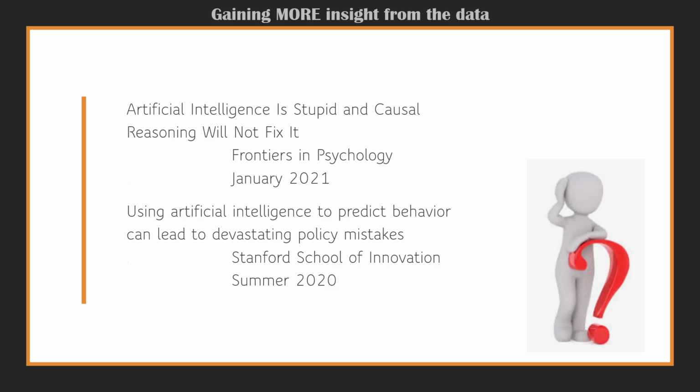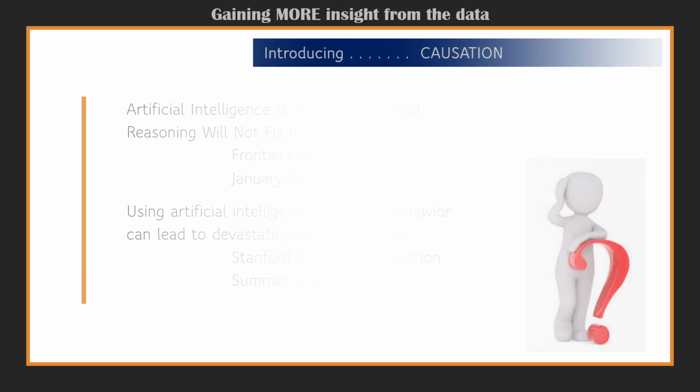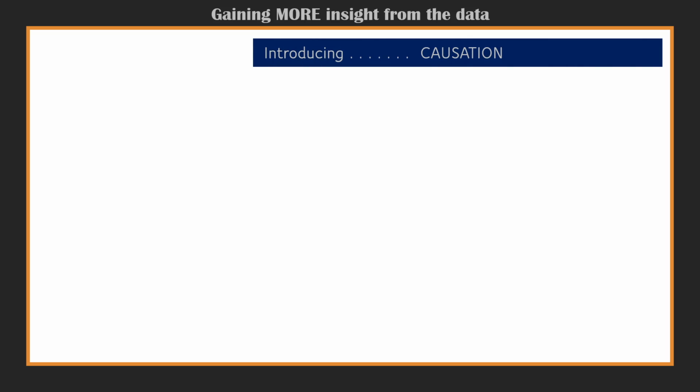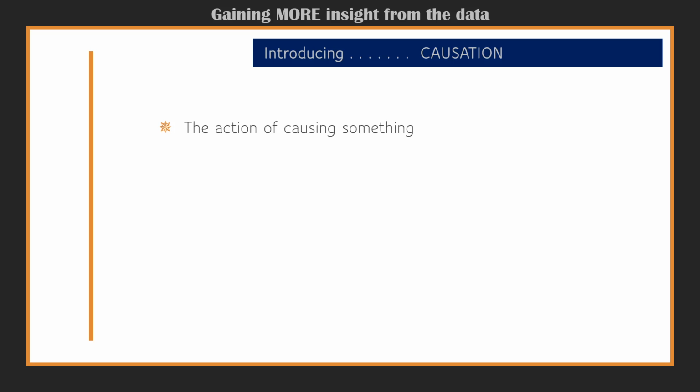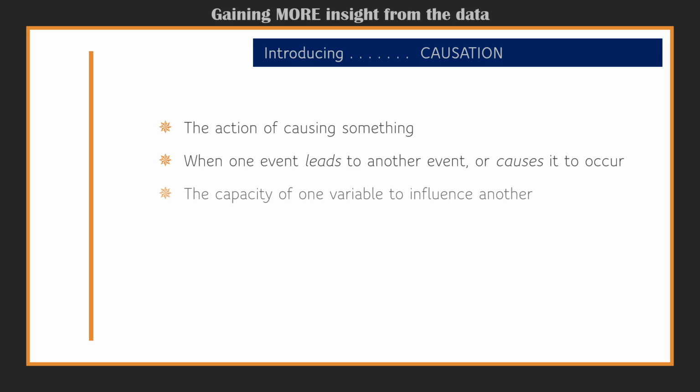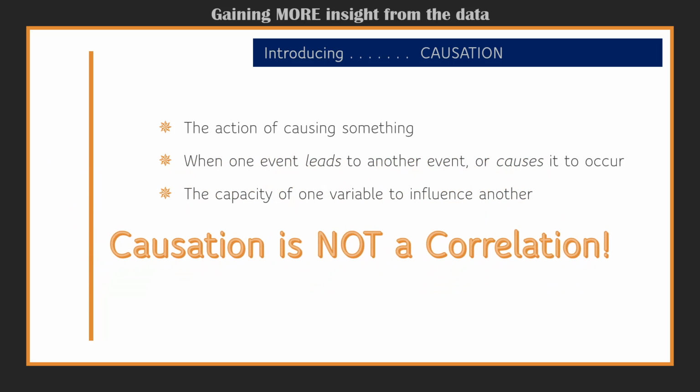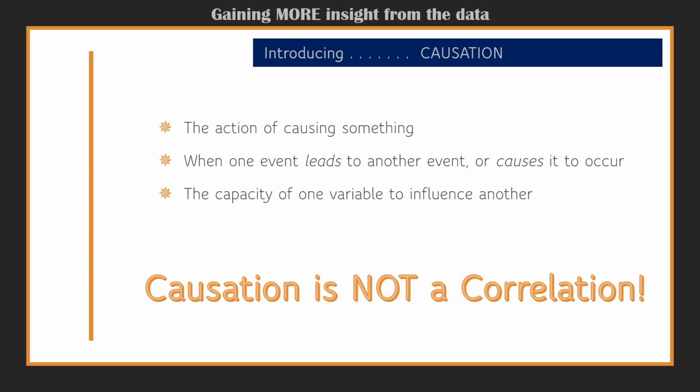Let's continue. Let's introduce another concept, causation. The act of causing something. You know, the cause and effect? This is related to cause and effect. When one event leads to another event, or when one event causes it to occur, or the capacity of one variable to influence another variable. Causation, friends, is not correlation.